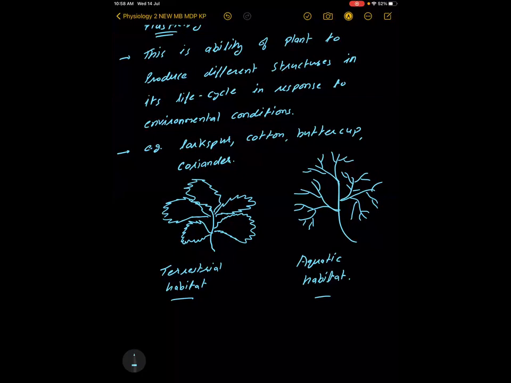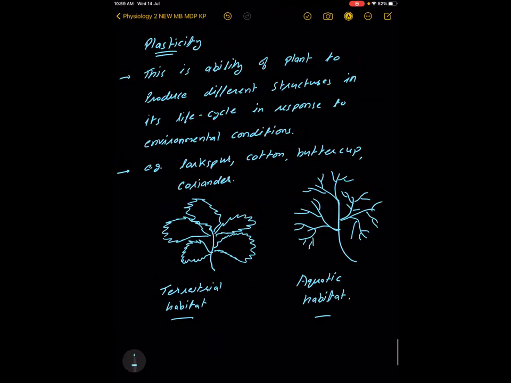It is called plasticity, meaning the same species, the same plant, can produce two different types of leaves or structures according to the environmental condition. If the environment is terrestrial, they have broad leaves, and if it is in water, it shows dissected leaves, long ribbon shaped or thin needle-like dissected leaves to avoid the water current. So this specific phenomenon is plasticity.